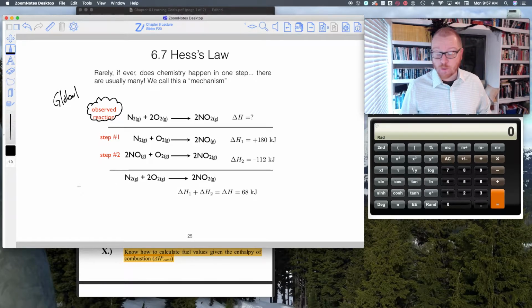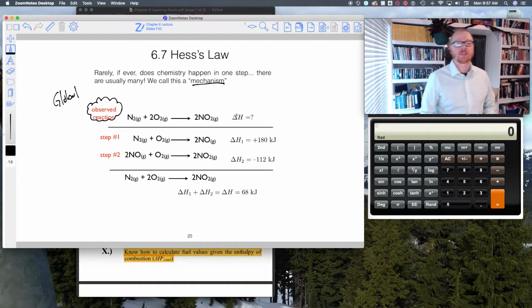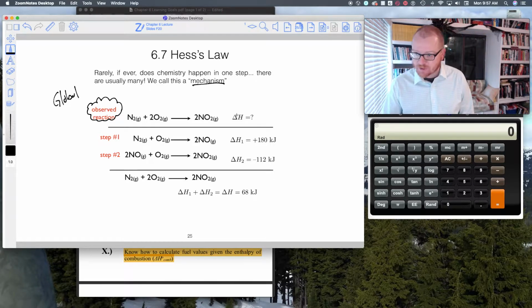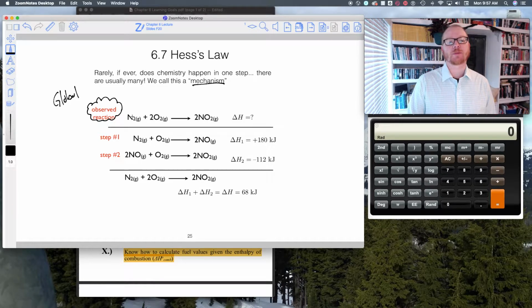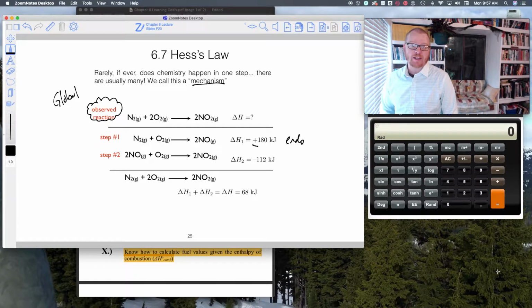In chemistry, there's almost always what we call a mechanism. So in other words, chemistry occurs in steps. Okay? So for this simple reaction between nitrogen and oxygen to make two NO2, two nitrogen dioxides, it actually starts with step one, where one single nitrogen reacts with one single oxygen and makes two nitrogen monoxides. And we note that that's an endothermic step, that first step being positive 180 kilojoules.